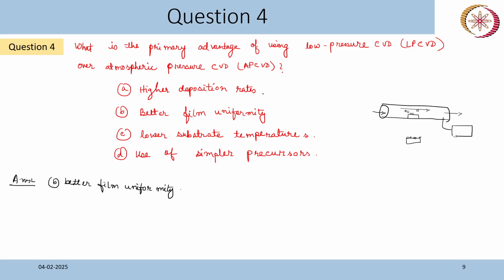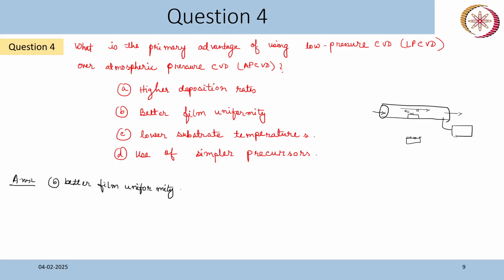Higher deposition rate. What we normally want, the ideal condition, is a very good film quality and also a very high deposition rate, so that we can grow, say, very thick films in less amount of time. So you can check the growth rate comparison between different kinds of CVD, LPCVD and APCVD. I think it is more for APCVD, not sure.